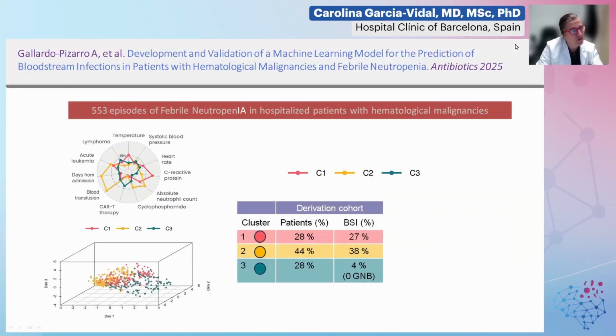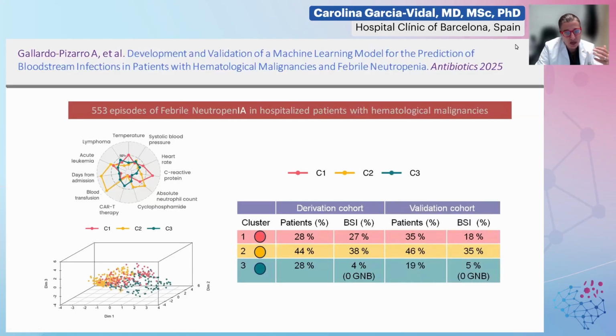We also use unsupervised models. This is a Camida model, where we were able to incorporate not only continuous variables, but also dichotomic variables. And as you can see here, we were able to differentiate 3 different clusters of patients with a risk of bloodstream infection ranging from 4% to 40%. This is a study including only neutropenic patients. And we also validated it in an external cohort with the same results.